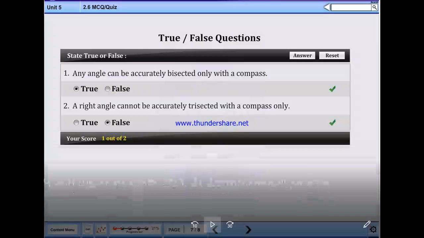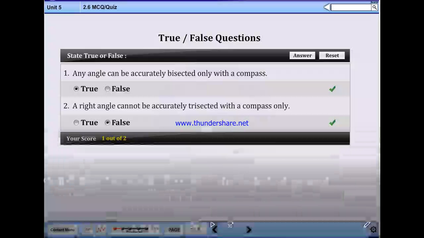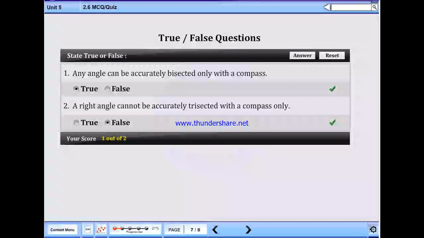Now you know the true or false questions. Any angle can be accurately bisected only with compass. Yes, true. A right angle cannot be accurately trisected with compass only. No, it is false. It may be trisected.